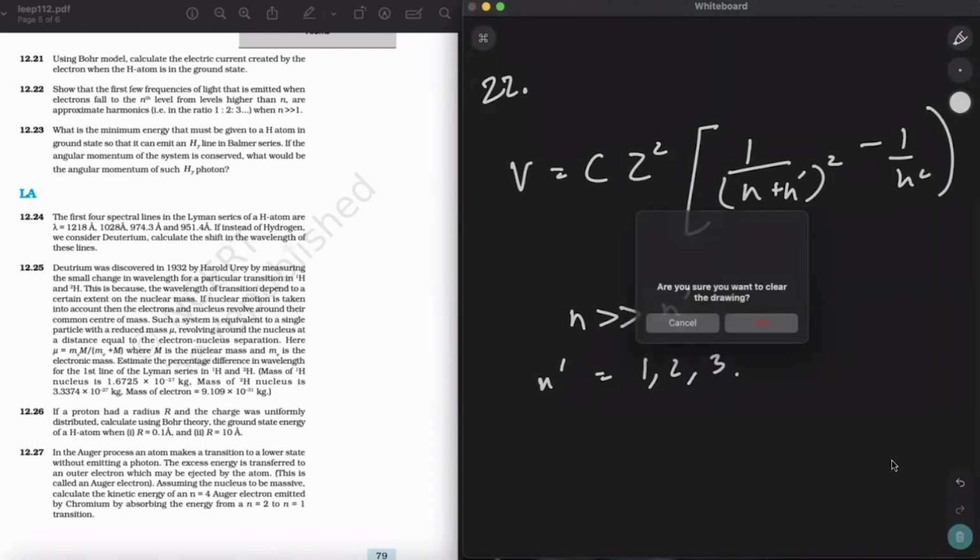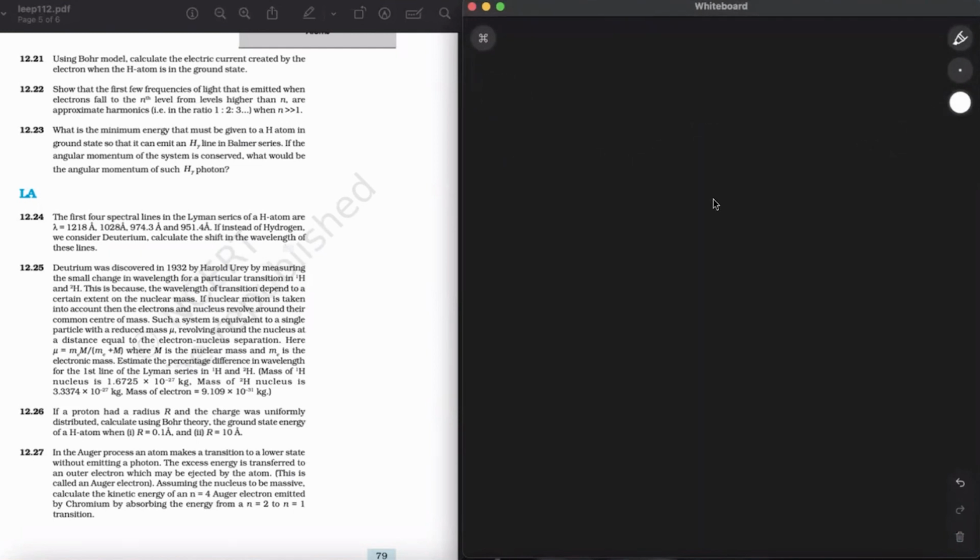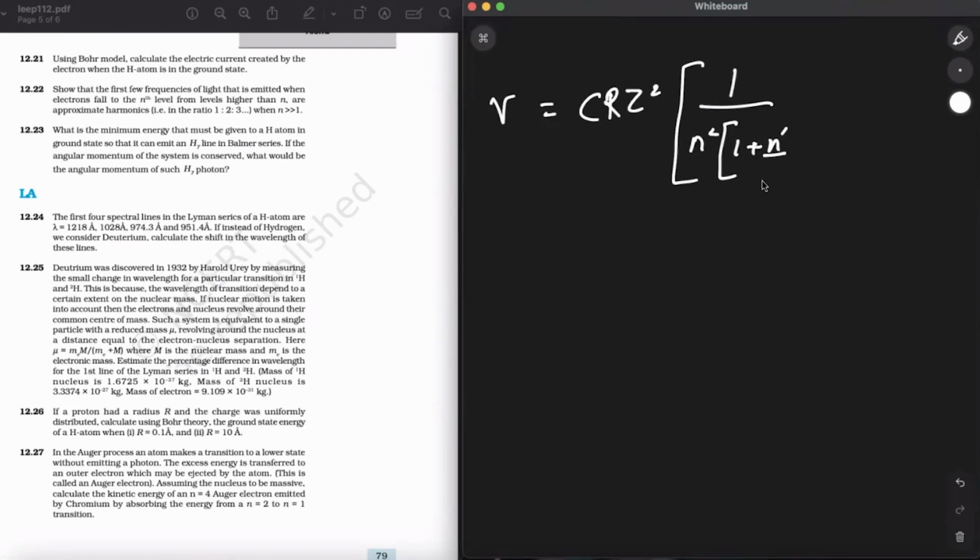Now, so neglecting the higher terms, as n is greater than n dash, then अच्छा मैं करके दिखा देता हूँ. So we can write frequency as, now I'm writing constant, Rydberg constant R z square. अगर मैं n को common ले लूँ, so I take n square common. Inside will be 1 plus n dash upon n, है ना? N dash upon n इसका whole square minus 1 upon n का square.